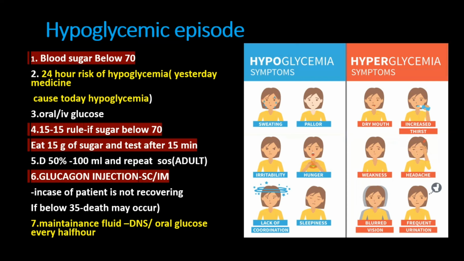If hypoglycemia is not resolving, then we can give glucagon injection, subcutaneous or IM. Remember, if blood sugar falls below 35, the patient may die at any time. Maintenance fluid is dextrose normal saline or oral glucose every half an hour.